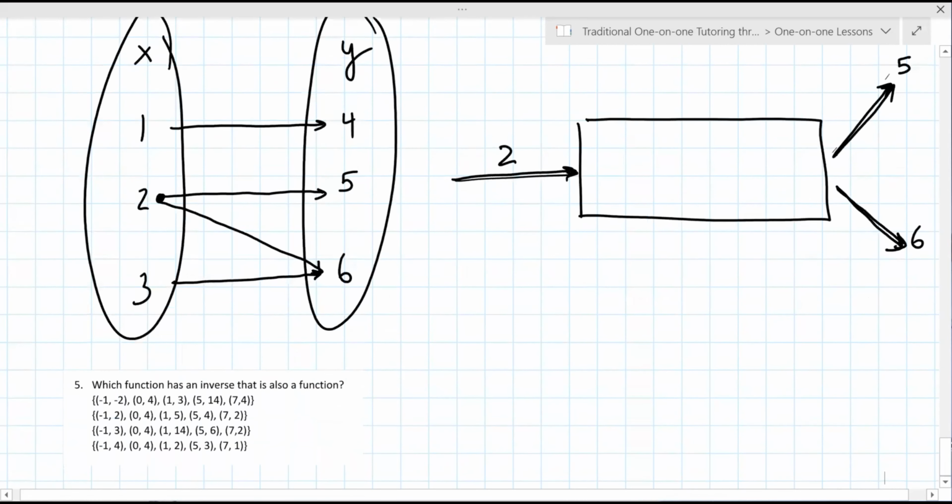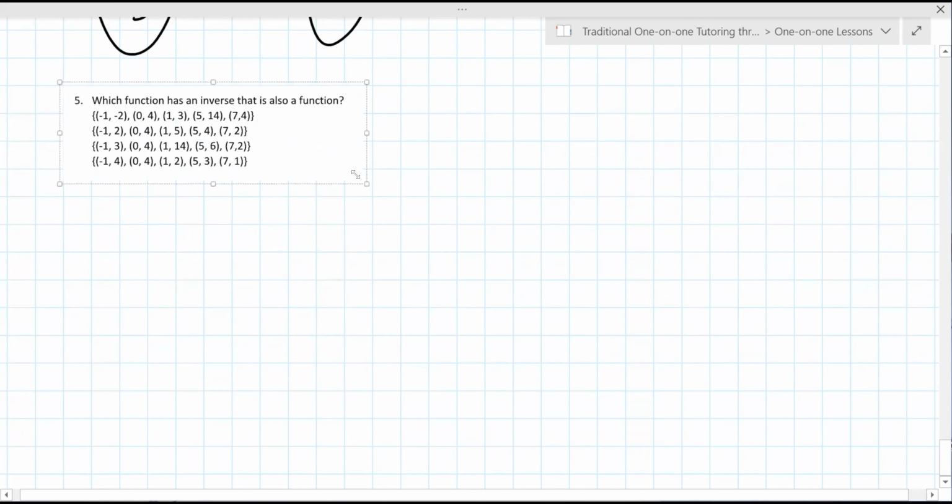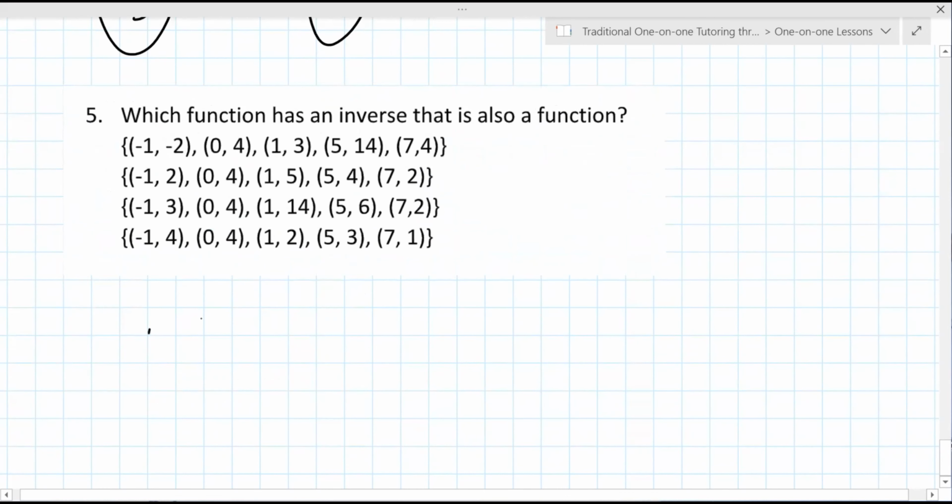So the recipe here, the algorithm, is to first look for duplicates in the X. Got it. So what do I mean by that? In this first one, are there any other negative ones in the X? So there's -1, 0, 1, 5. No, there's no other negative ones. And when you look at them all, 1, 0, 3, 1, and 5, and 7, are there any duplicates? No.